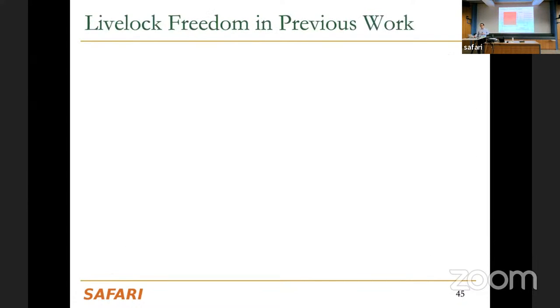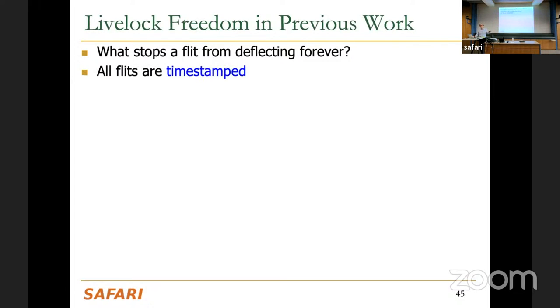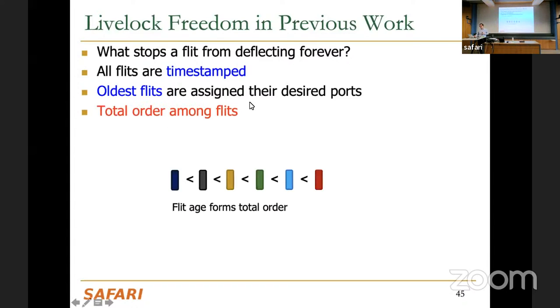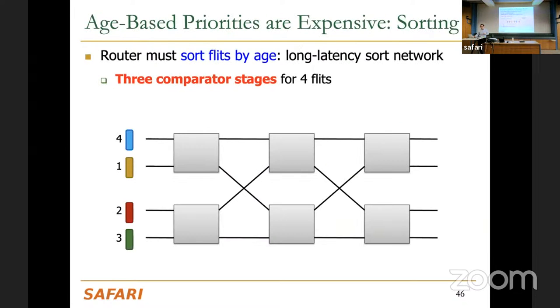Okay, so let's talk about livelock freedom. So basically, as we discussed earlier, all flits are timestamped based on injection to the network, and all the flits are assigned their desired ports. So there's a total order among flits, basically. This really enables livelock freedom. If you look at the flit age and order all of the flits in the network or coming into the network later on, there's a total order. And there's guaranteed progress for the oldest one, and there's no guaranteed progress for any of the others. They may be deflected at some point. New traffic is the lowest priority, clearly. But there's a cost to this, basically, as we will see.